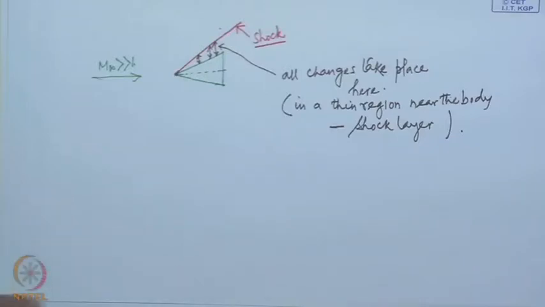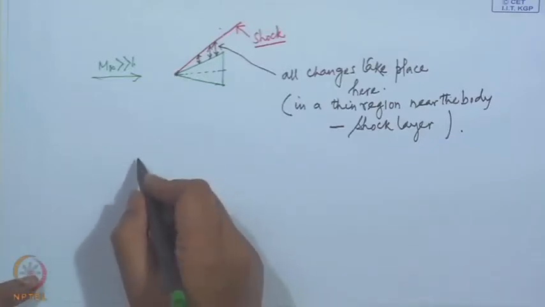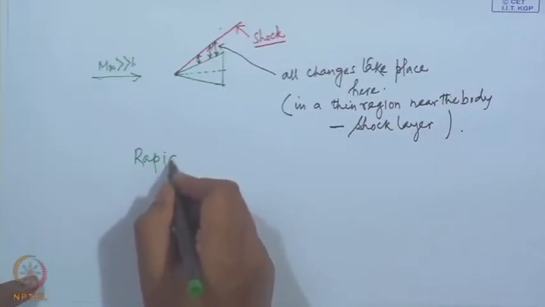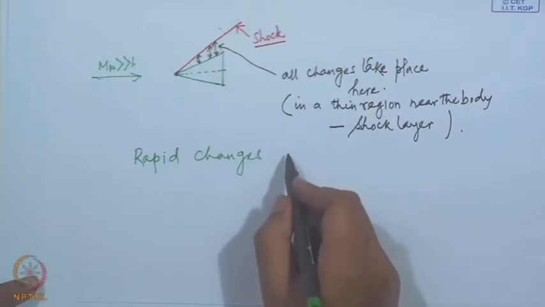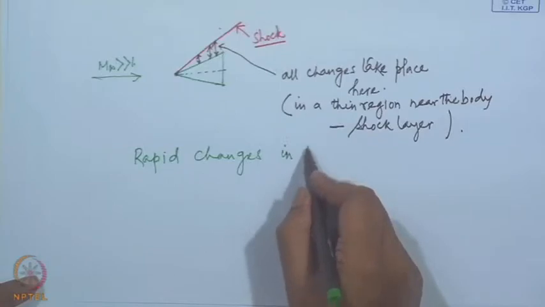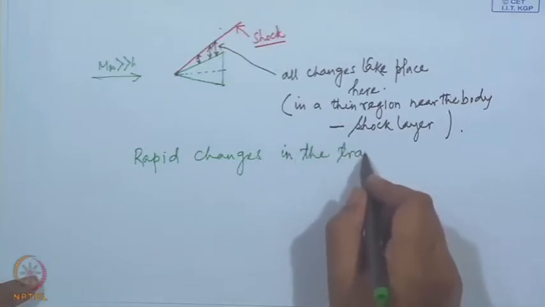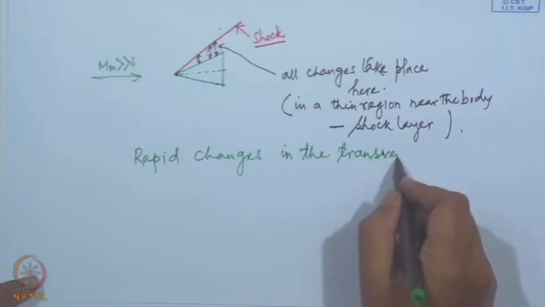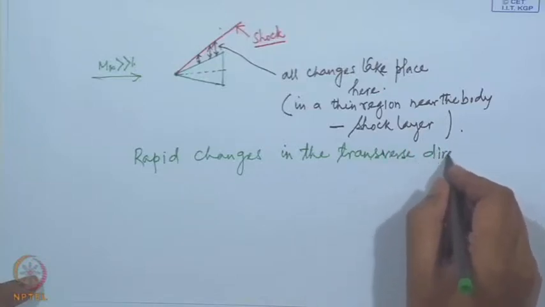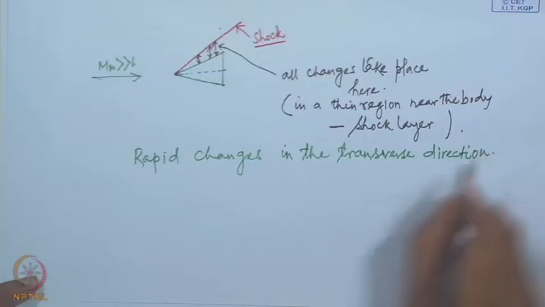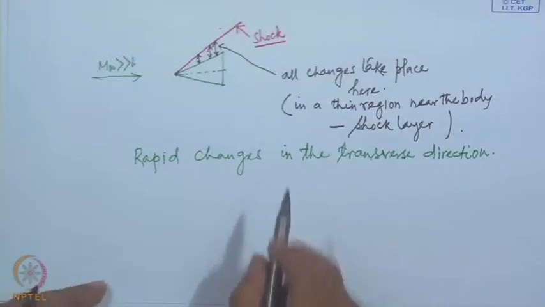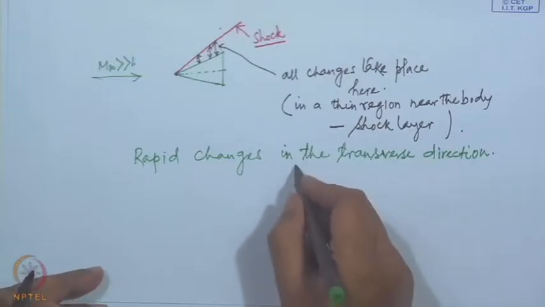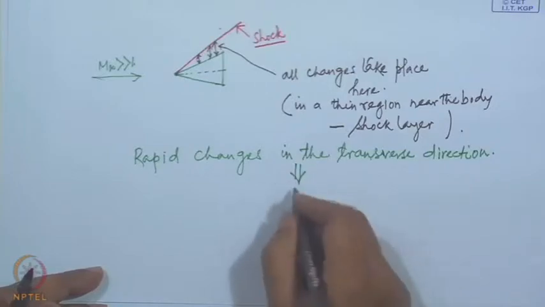So, rapid changes in the transverse direction. And we see this is the predominant source of nonlinearity.